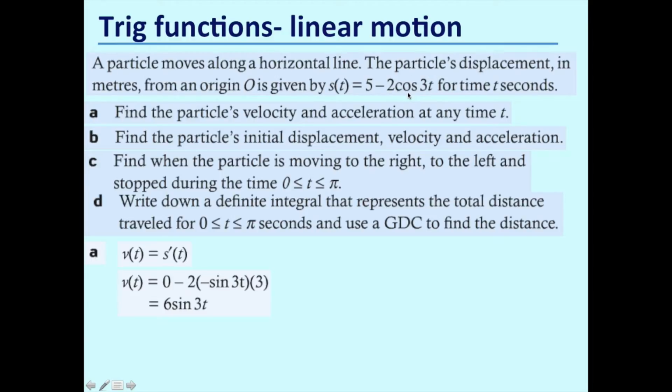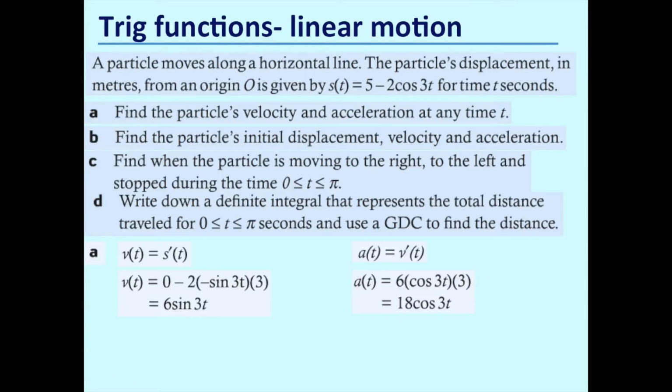So when we differentiate cos, we're going to get negative sine, so it's going to be negative sine 3t multiplied by the derivative of 3t, which is just 3. So if we expand that all out, that's going to give us 6 sine 3t.